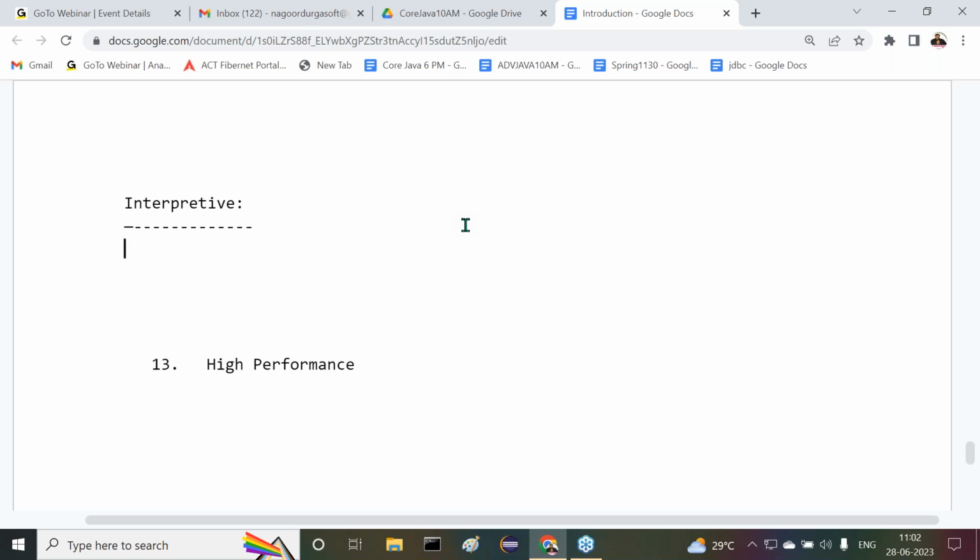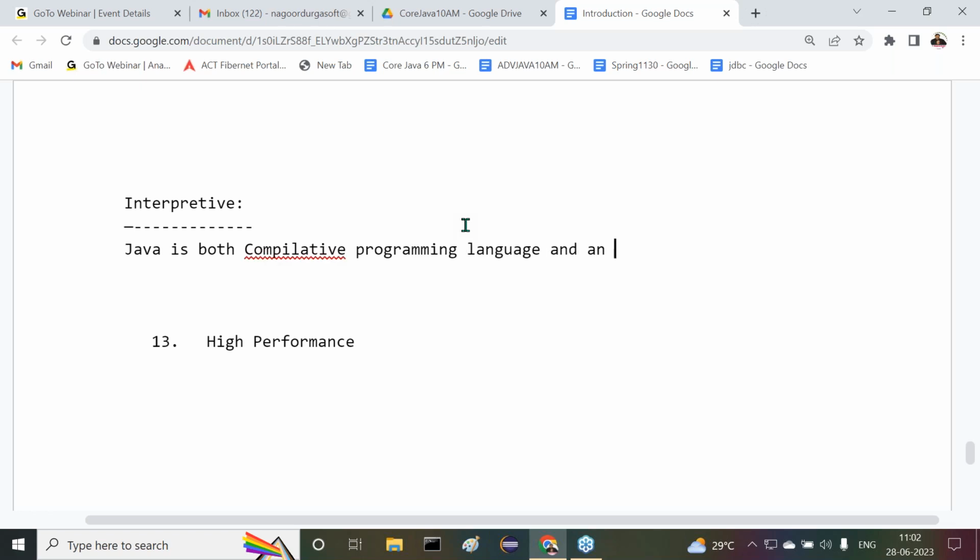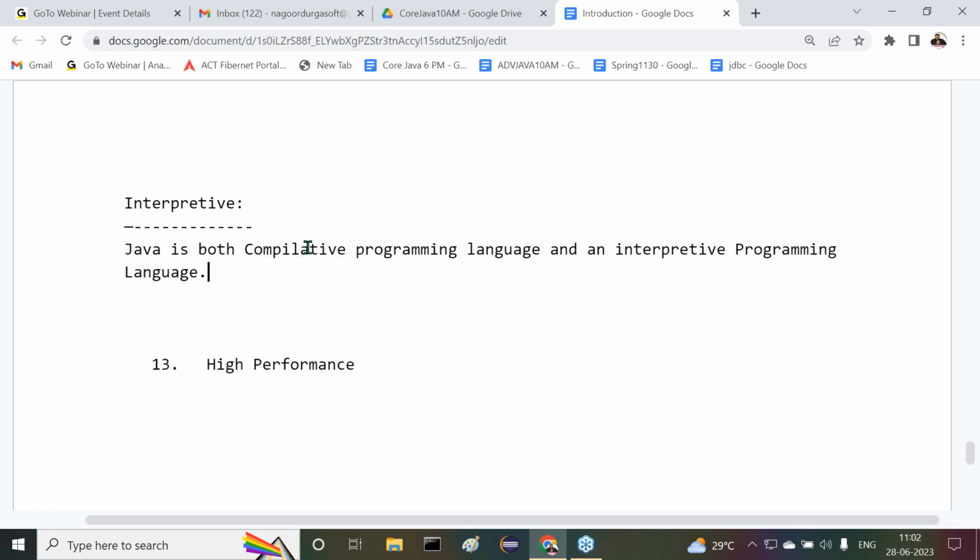But when you come to Java, what is Java? Is Java a compilative programming language or an interpretive programming language? The point is, Java is both a compilative programming language and an interpretive programming language. In the case of Java, without compilation we can't do anything in the execution, but without execution we are unable to process the program. So definitely Java is both compilative and interpretive. We cannot say it's only compilative, and we cannot say it's only interpretive.